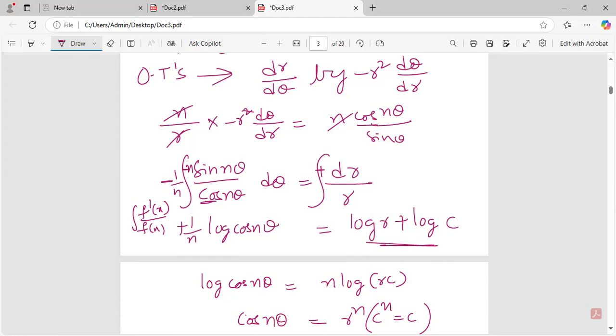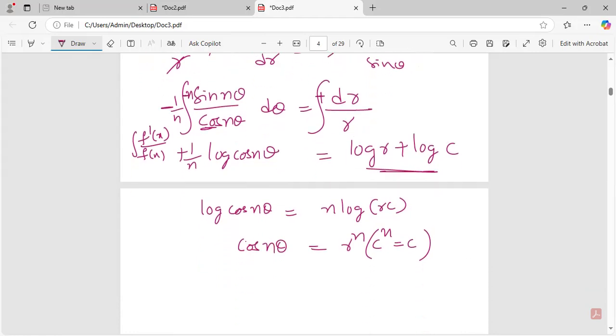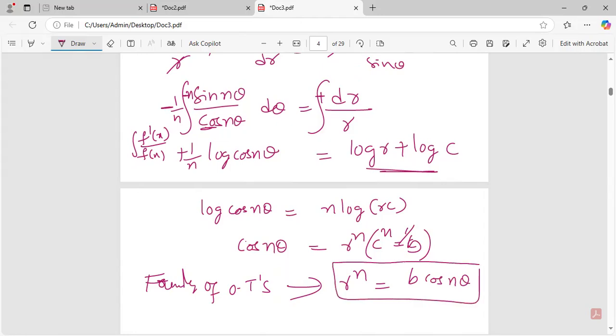So the final answer, the family of orthogonal trajectories to the given family of curves, would look something like this: r power n, with c power n written as 1 by b, so that b r power n equals cos n theta. These are the family of orthogonal trajectories.